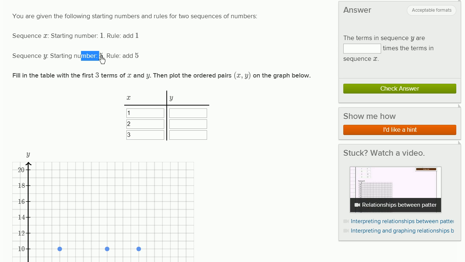They're saying the starting number should be 5. Starting number 5. And then the rule is, to get the next term, we just add 5. So 5 plus 5 is 10. 10 plus 5 is 15.